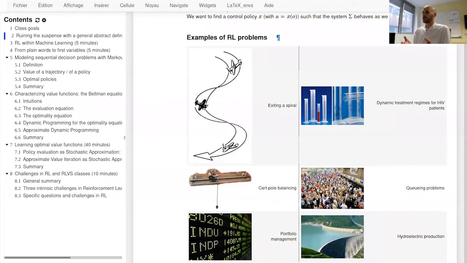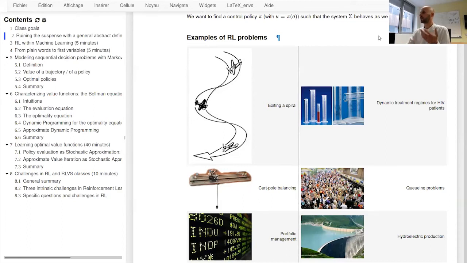So this is a problem of control of a dynamical system where the dynamical system is the plane. And the sequence of inputs that are given to the plane are those commands that we will input. Another system that we might want to control is the dynamic treatment regime for immunodepressed patients. In this case, we want to input commands that are the prescription of the physician, and the state of the system to control is actually the immune system of the patient.